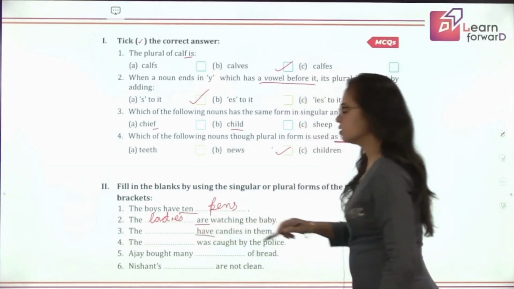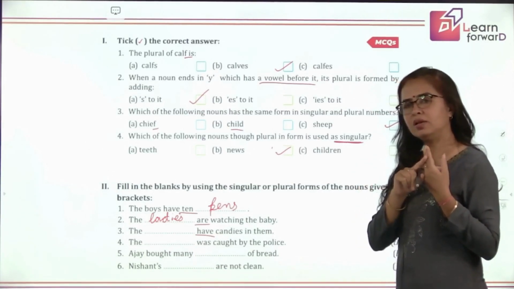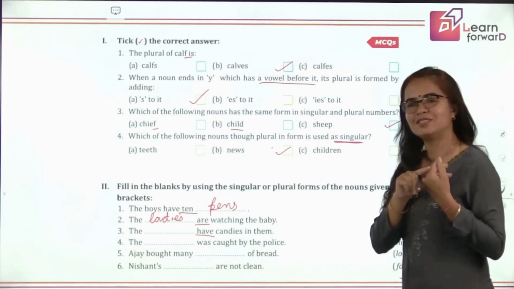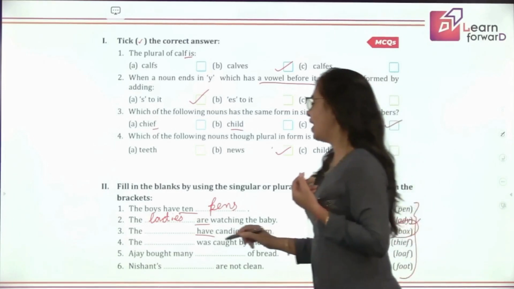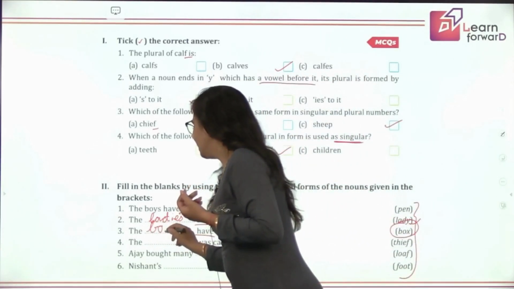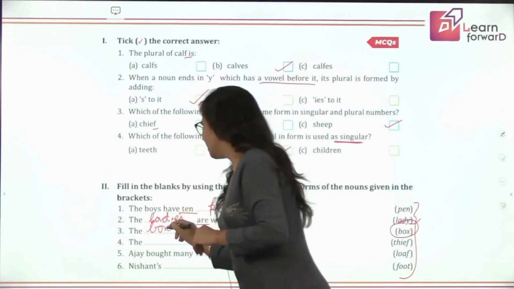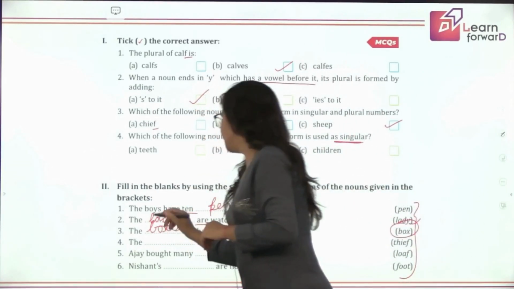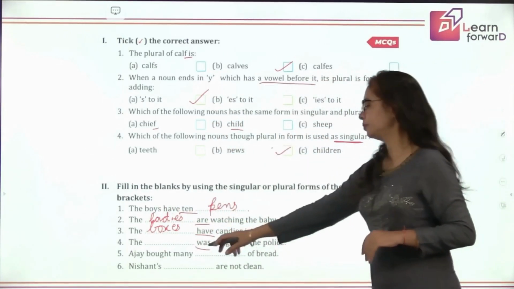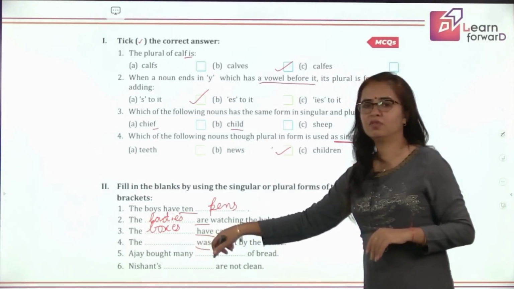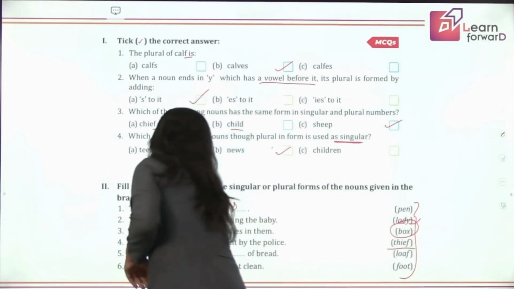Next, the dash have candies in them. Can you see this? Have. Is it used with singular or it's used with plural? Do you remember? It's used with plural. So we will use the plural form of box, and it is a magic sound at the end. So what are you going to add? Perfect. You are going to add ES, boxes. The dash was caught by the police. Again, it's singular verb. So we will be using singular. Good. THIEF.